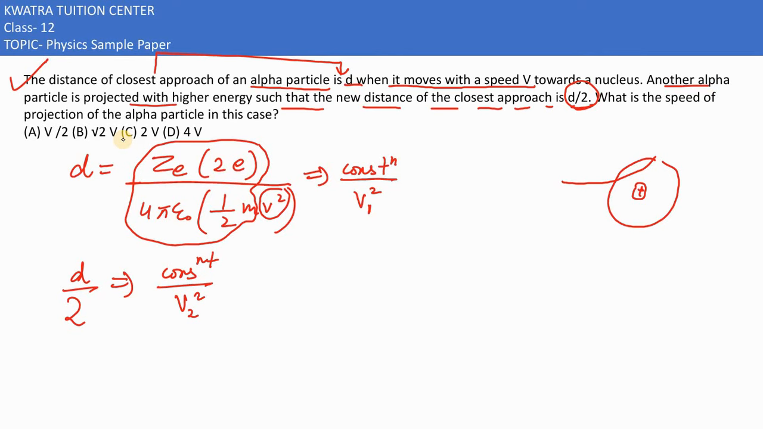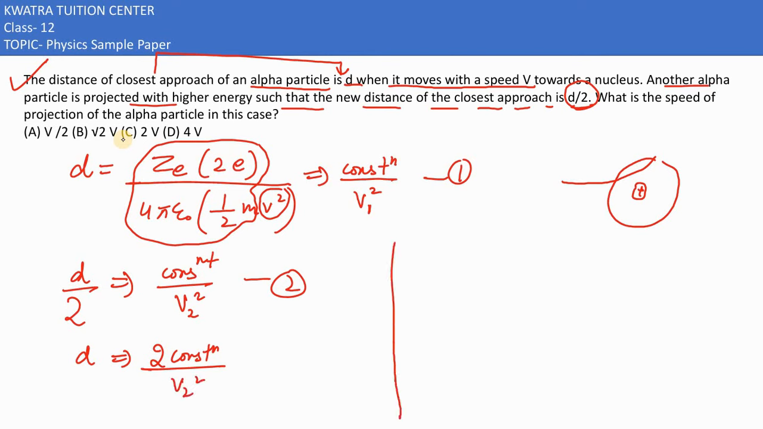So I can compare the first equation and the second equation. If my left side is equal to the left side, but here in the second equation, the left side is not equal to the left side of the first equation. So what you can do is take the 2 to the other side. 2 times constant over v2 square is there.